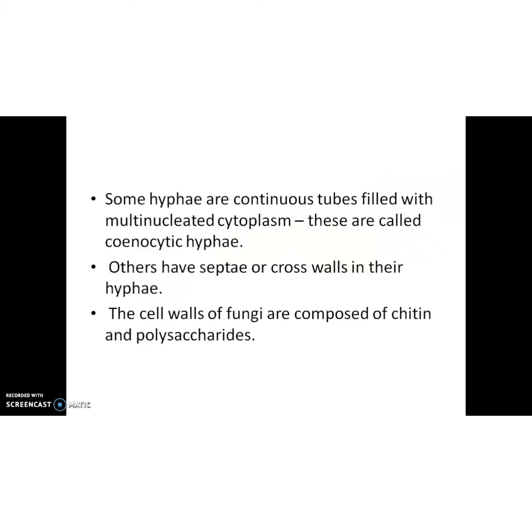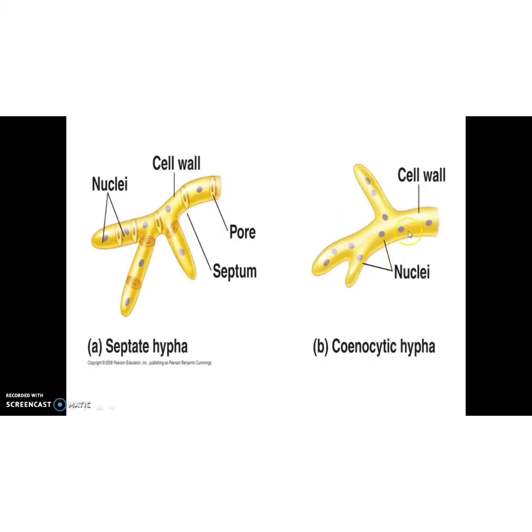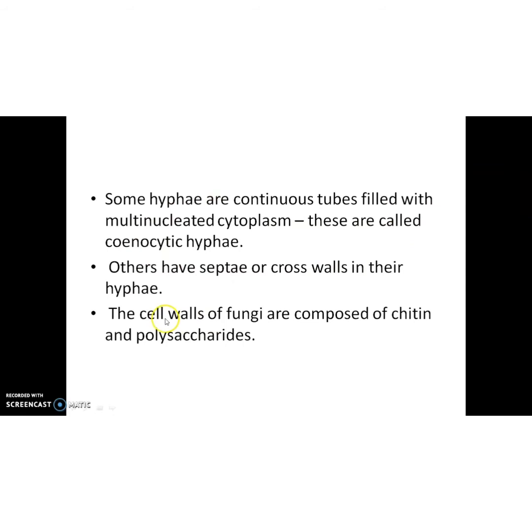So which are the two types of hyphae? First one is coenocytic. We know that some hyphae are continuous tubes filled with multinucleated cytoplasm. Observe this diagram. Coenocytic hypha is clear, but in some others we can see in between some septa or cross walls. That is septate hypha. Then their cell wall is composed of two important materials. First one is chitin and second one is polysaccharide. So you can expect a 1 mark question from this part. The cell wall of fungi is made up of chitin and polysaccharides.